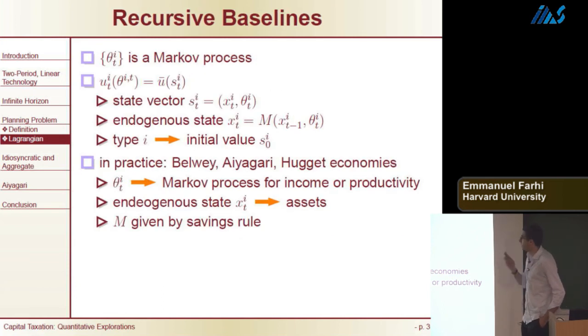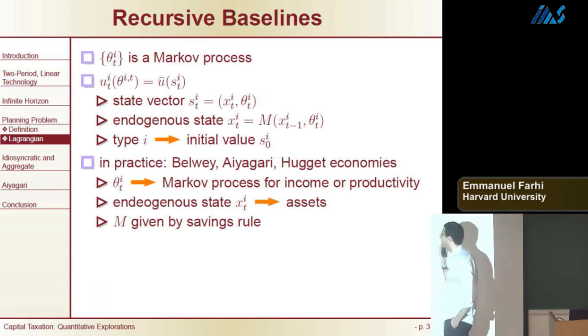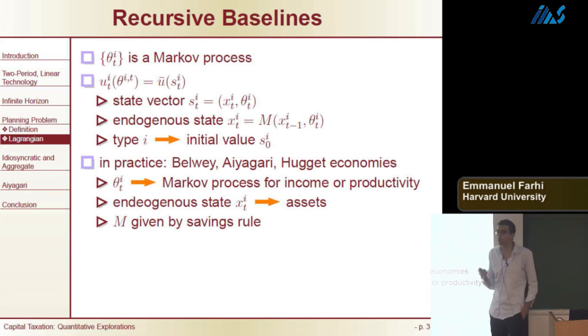Now, I should speed up a bit. There's a particular class of baseline allocations that we're going to be interested in. And it's going to be described as follows. Theta is going to be a Markov process, so uncertainty. And we're going to be able to represent the utility of the baseline after a given history as a function of a state vector, S_t^i. And the state vector is going to be composed of the realization of the shock today and an endogenous state variable, X_t^i.